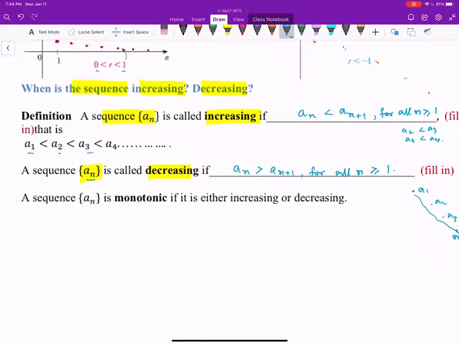A sequence a sub n is monotonic if it is either increasing or decreasing throughout. It should not be increasing for certain terms and then decreasing for certain terms. It should be continuously increasing or continuously decreasing. Then it is said to be monotonic.